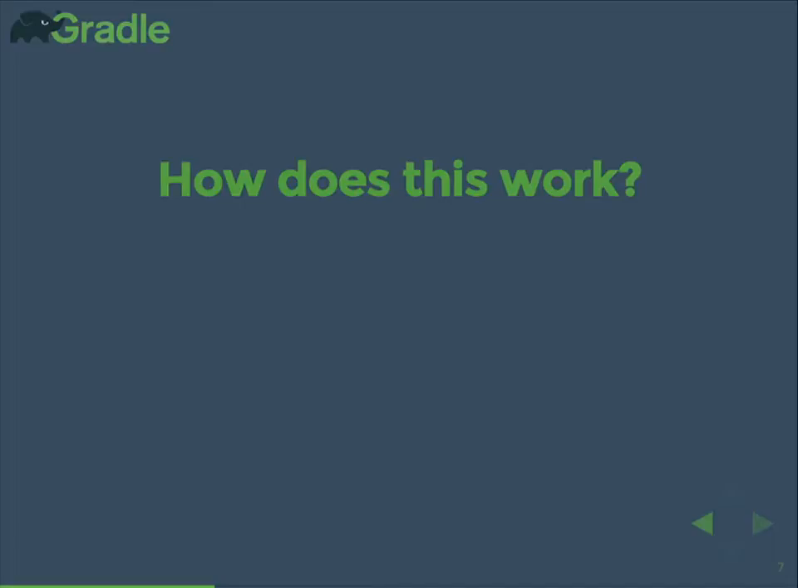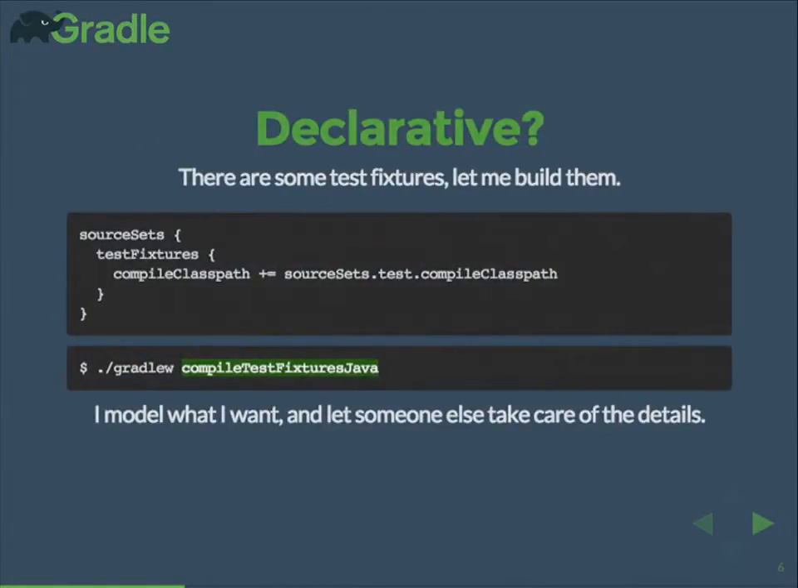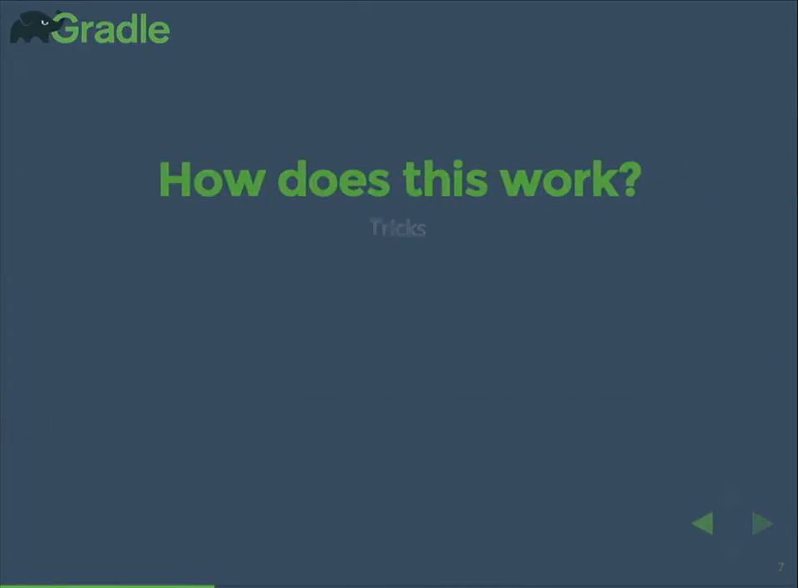But how does this actually work in practice? How do I make code like that actually do useful stuff? And the answer is a bunch of different tricks, basically. If you've ever tried to write a Gradle plugin that does this kind of thing, I'm sure you'll know what I'm talking about here.